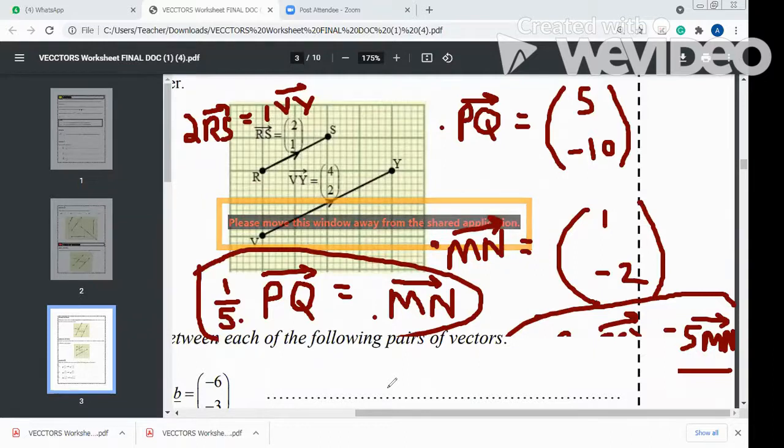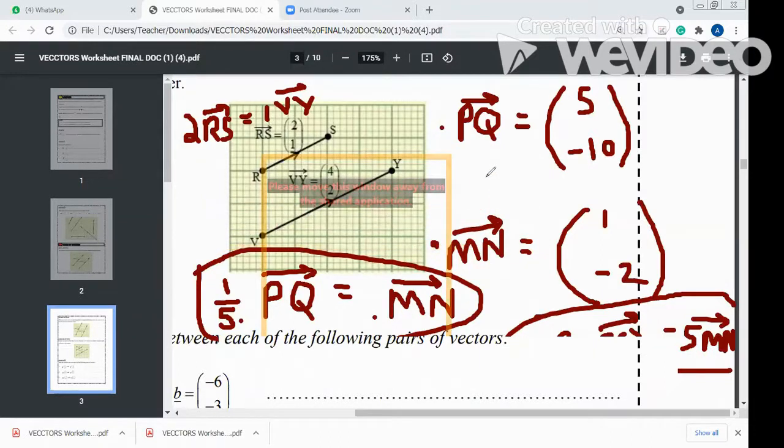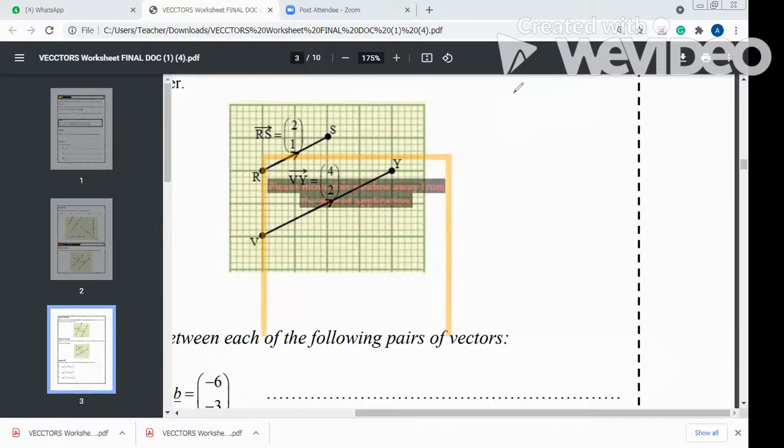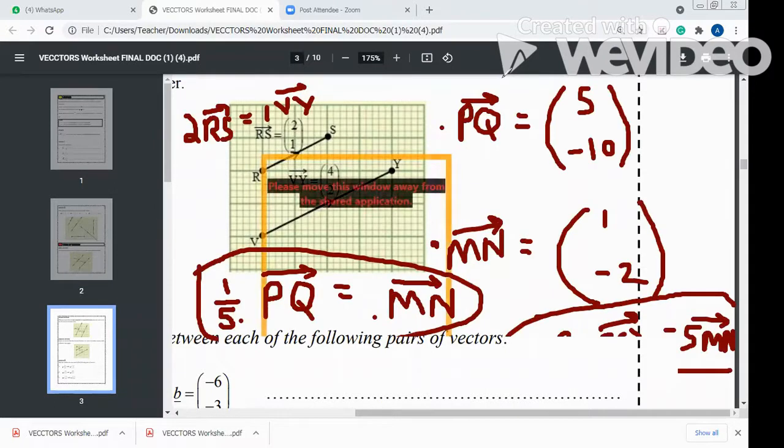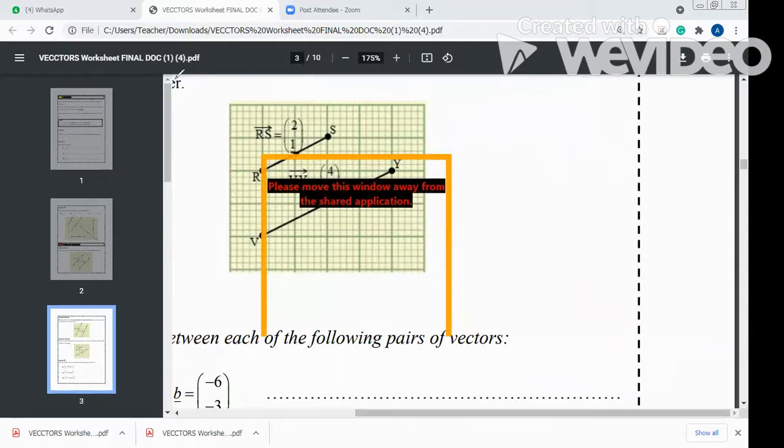Oh, this space looks really messy. All right, can I move on? Yes, sir. Anybody writing? All right. Okay.